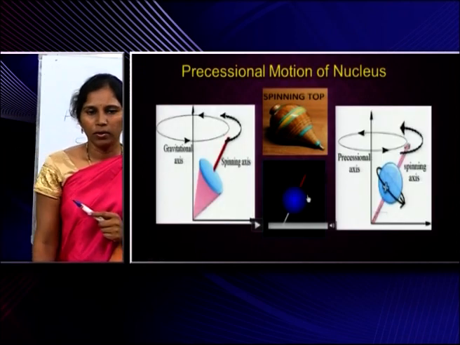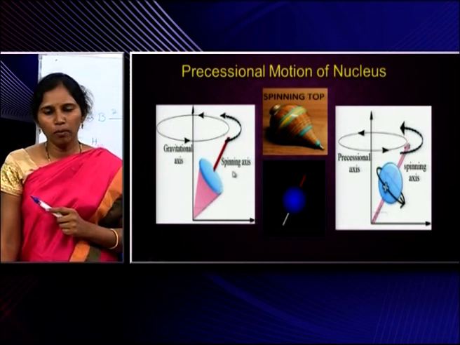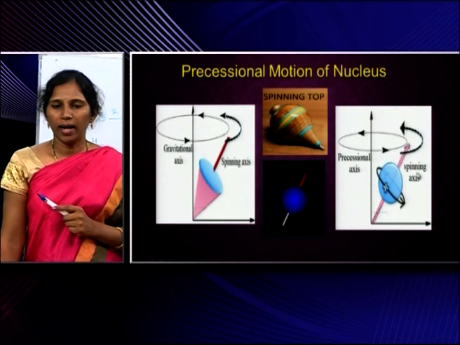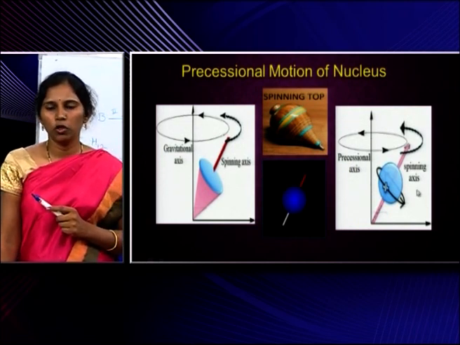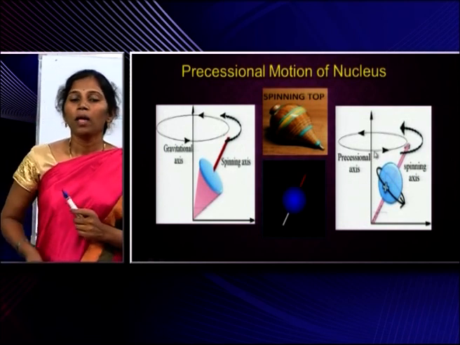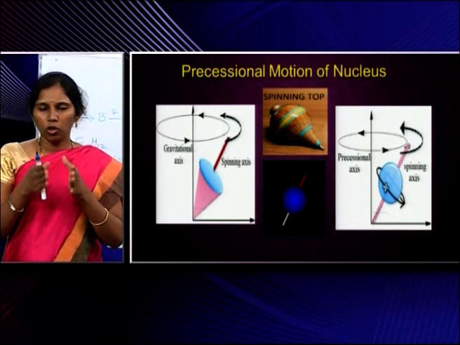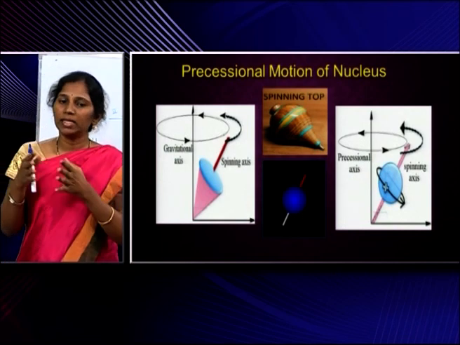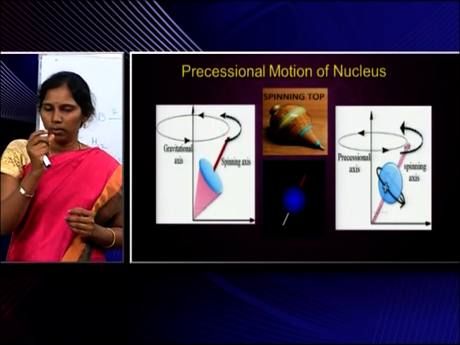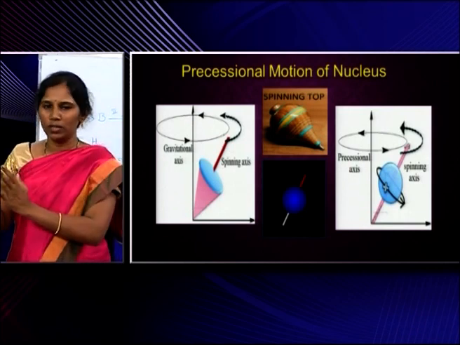And look at the screen, students. Here on the left side, you can observe the spinning or precessional motion of the spinning top around the gravitational axis, and on the right side you can observe the precessional motion of the nucleus around the axis of the external magnetic field. Why I am telling this precessional motion means, because of the precessional motion only there exists a precessional frequency for that particular nucleus, and that precessional frequency should be matched with the frequency of radio waves, thereby producing a peak.